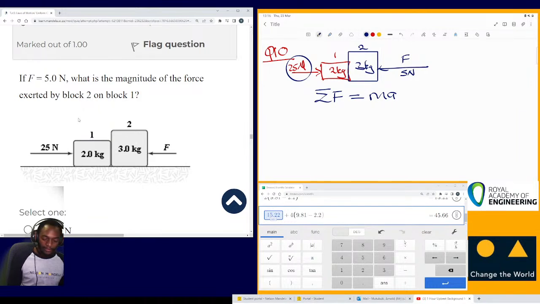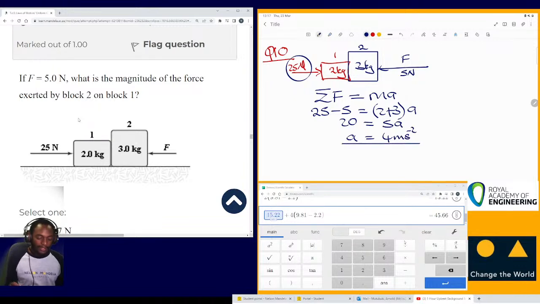Yes. Alright, so 25 and 5 newtons is in the negative, equals mass times acceleration. What will be our mass? These two bodies are in contact, so that will be 2 plus 3 times a. So that will be 25 minus 5, that is 20, equals 5a. So acceleration is equal to 4 meters per second squared. That becomes the acceleration of this system. In which direction? It is going to the right. Yes. So that is our a, which is 4 meters per second squared.